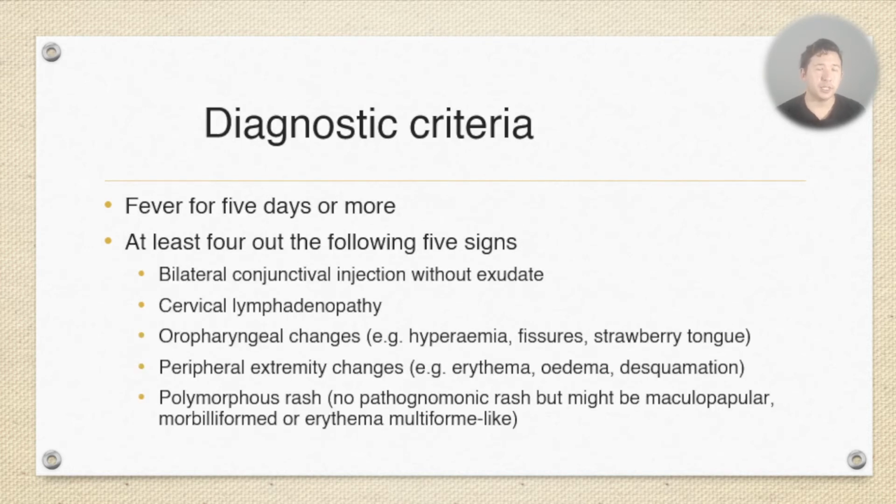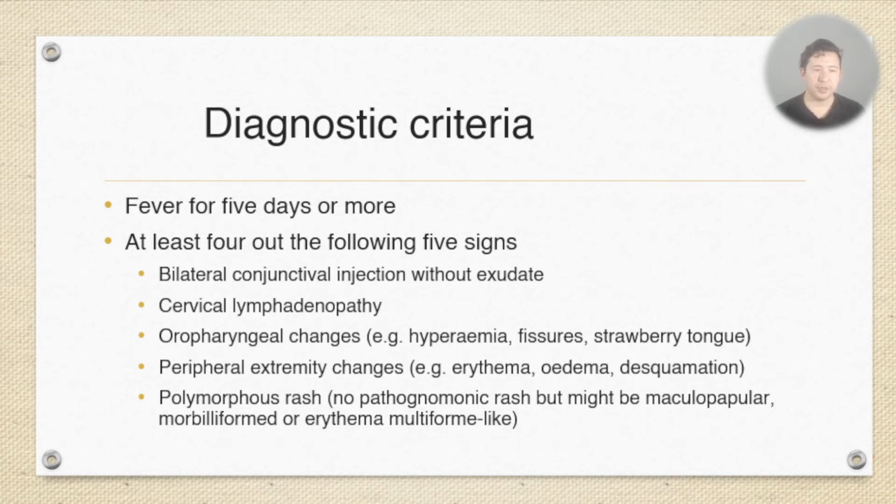Diagnostic criteria, slightly complicated. The key thing is you have to have that fever for 5 days or longer, and then you've got to have 4 out of the 5 following signs. So you've got to have bilateral conjunctival injection, but without exudate. You've got to have cervical lymphadenopathy, which is usually unilateral, but not always. And then you have to have some kind of oropharyngeal changes, which can just be hyperaemia, so it looks a bit redder than normal, or fissures, so cracked lips, or this strawberry tongue, bright red tongue.